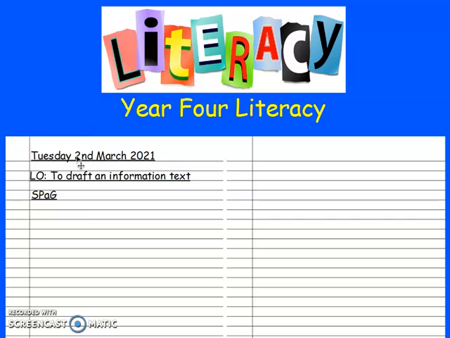The first thing you need to do is turn to your next page and write today's date, which is Tuesday, the 2nd of March 2021. The learning objective, which is to draft an information text, and then the subheading SPAG at the top of your new page. So pause the video so you can write those 3 things.